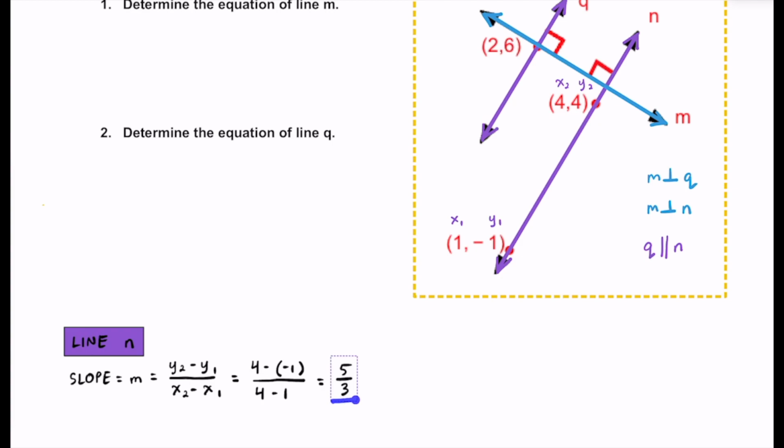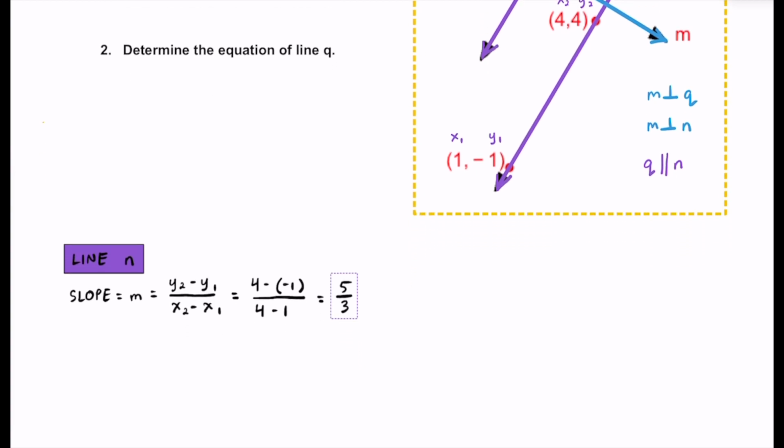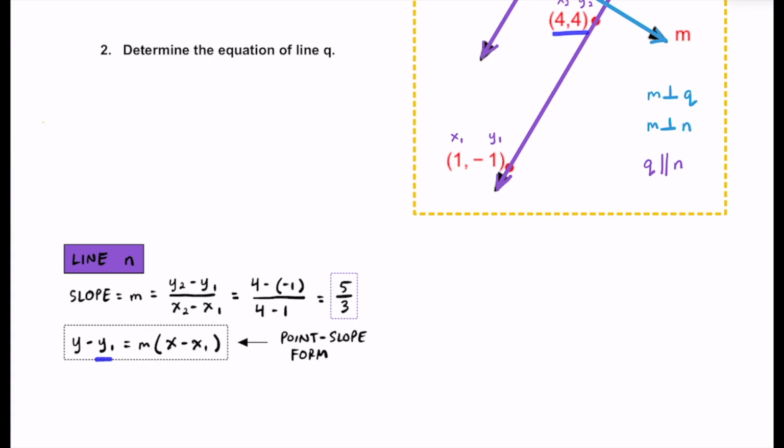Alright, so we have a slope over here and we have 2 points. We have either (4, 4) or (1, -1), and we're going to use point slope form to write the equation of this line. So what's that point slope form again? That's right, that's this right over here. I'm going to use maybe this (4, 4) for x1, y1, and I'm going to use the slope of 5/3 for m. If we write that, we should get the equation y minus 4 is equal to 5/3, that's the slope, multiplied by x minus x1, which is also 4.